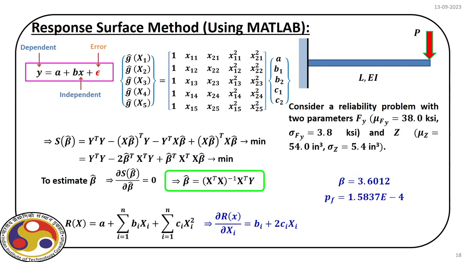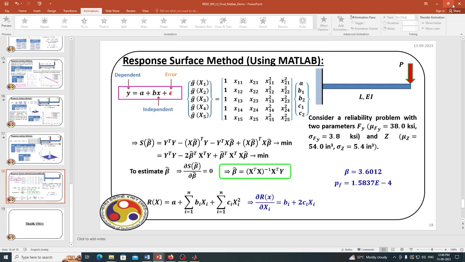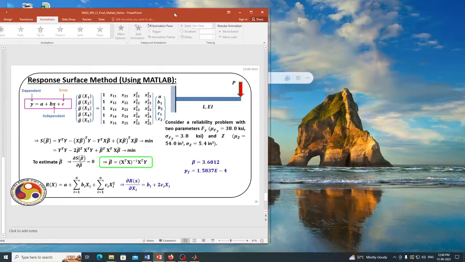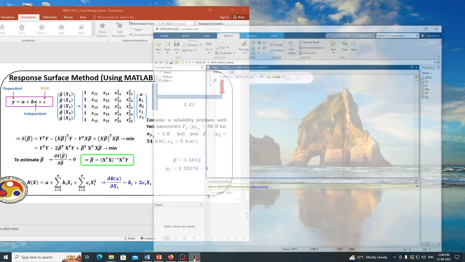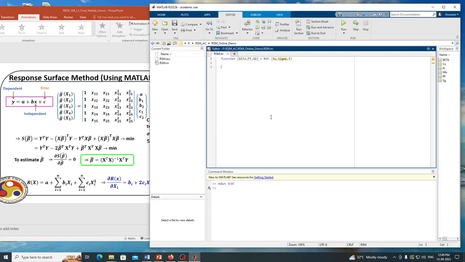So for that, let us first develop a MATLAB code. So what I do, I keep this reference beside. So what we do, we develop a function, we call it response surface. So RSM is the function. So the input is mean and then sigma, and then this F, that is to generate support points, mean plus minus k sigma, define it as F here.